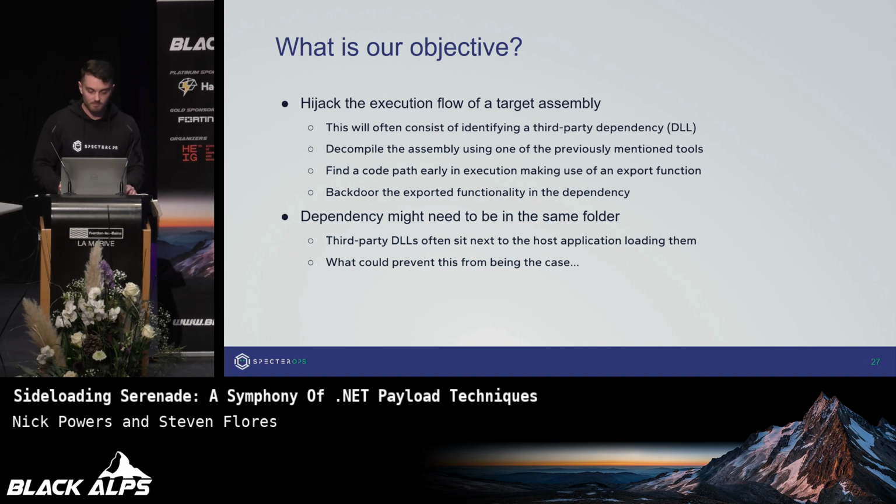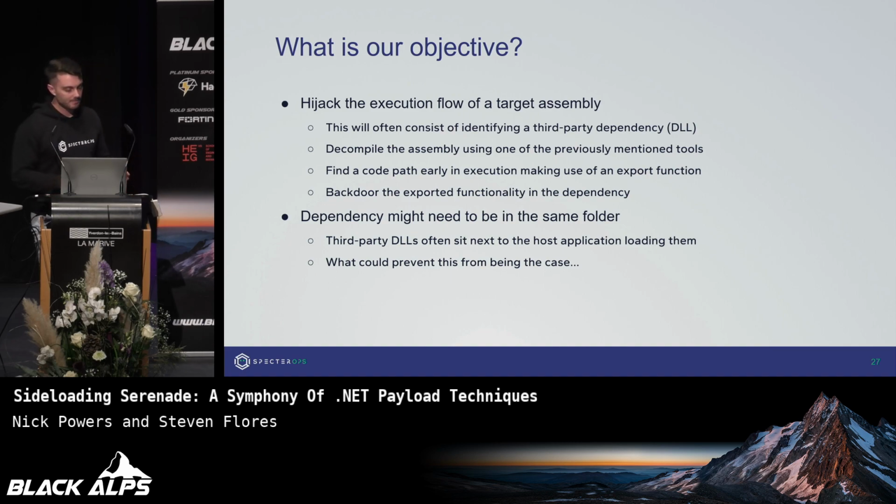So this will involve identifying third-party dependencies for the target application and decompiling those, and really all I mean is drag and drop it in dnSpy or ILSpy, and you pretty much get the source code for it. And then find a code path early on in execution that's making use of an exported function, because remember, we don't want to modify the host assembly in any way because there's a code signing signature associated with it, reputation, and we want to use that to our advantage to hopefully not get prevented or detected. And then backdoor that exported functionality in the dependency.